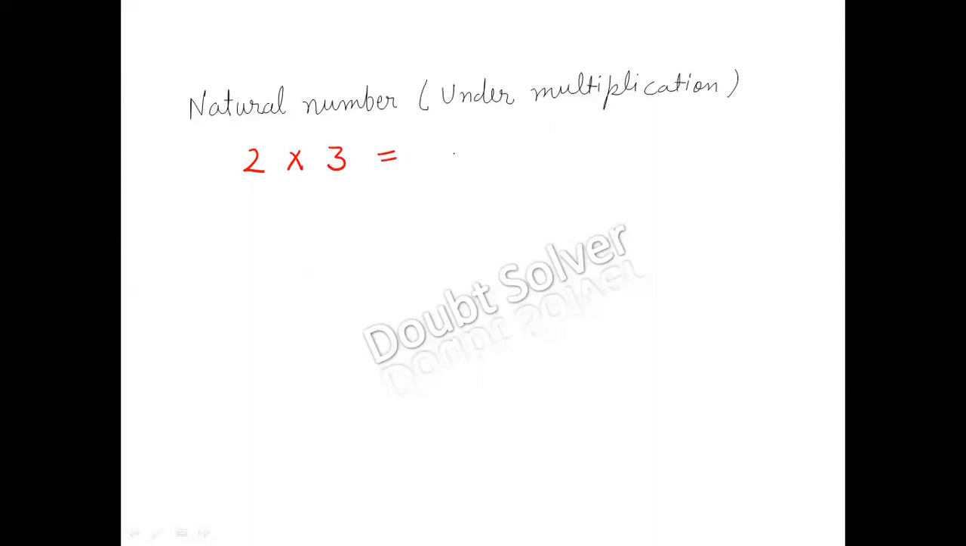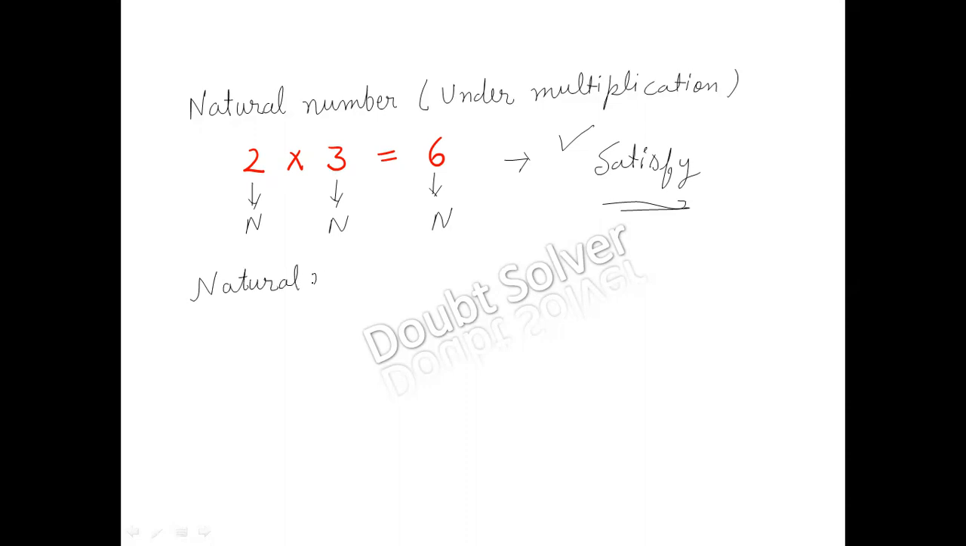This time what we got is 6. Now let's check. 2 is a natural number, 3 is also a natural number, and 6 is also a natural number. So we will say it also satisfies. Okay, let's take natural numbers under subtraction this time.